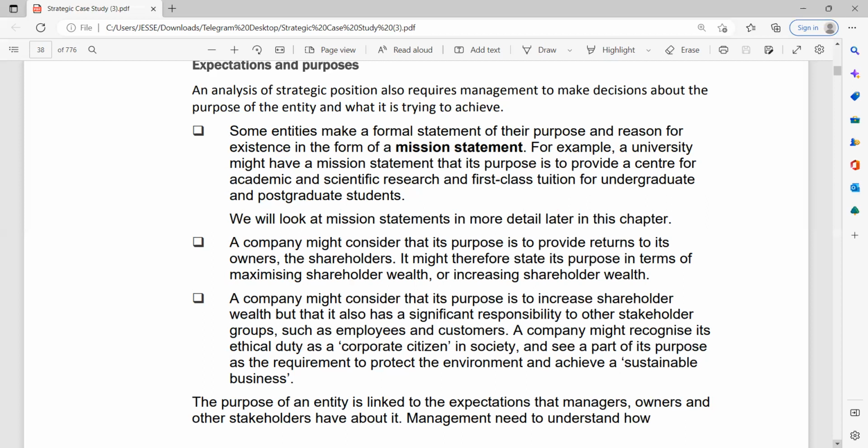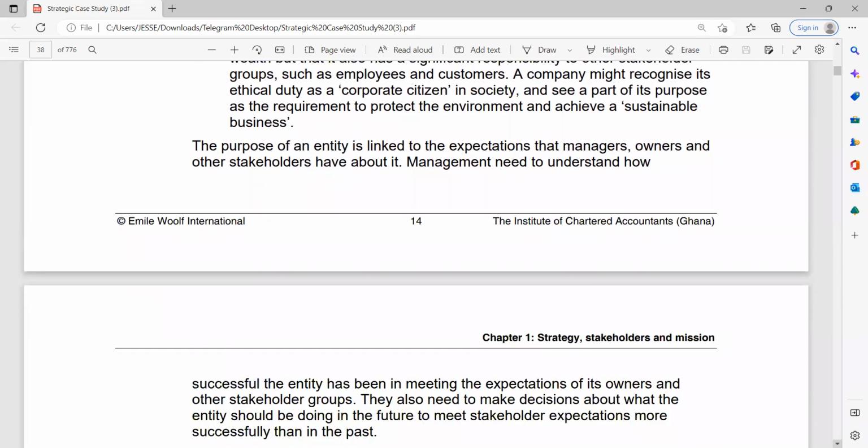A company, for example, might consider its purpose to be to maximize shareholder wealth, right? That's, for instance, a purpose. So you have these purposes, and these purposes are linked to the expectations of the stakeholders, right? So the organization will have a purpose, but this purpose does not come out of thin air. This purpose is sometimes derived from the expectations of stakeholders. Very, very important.